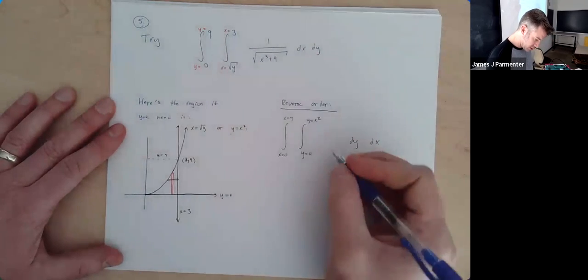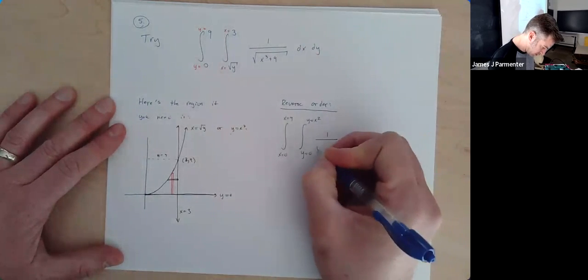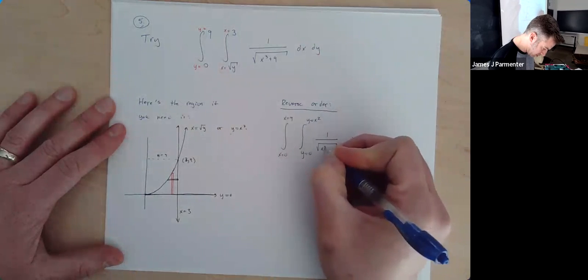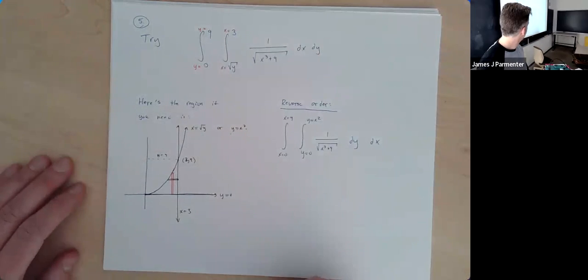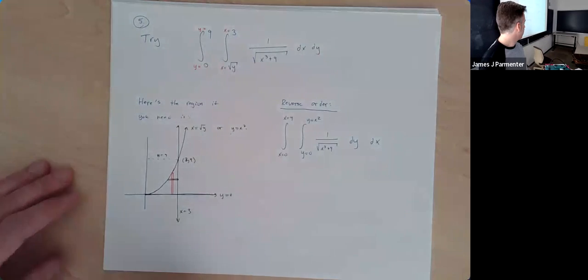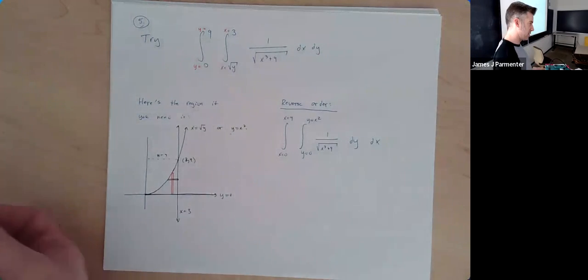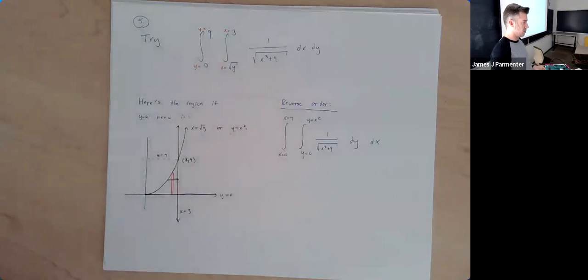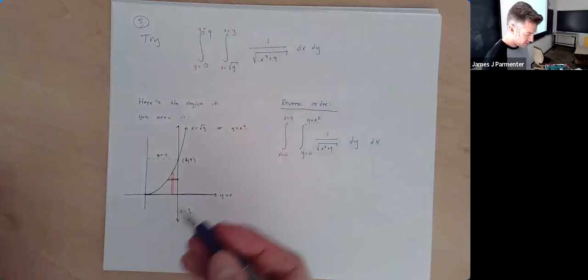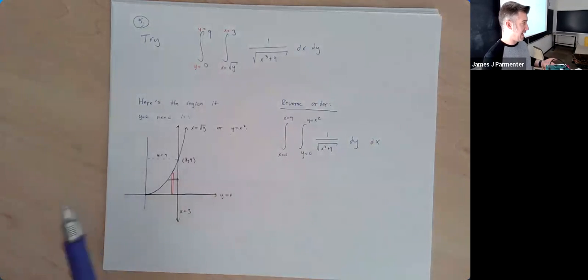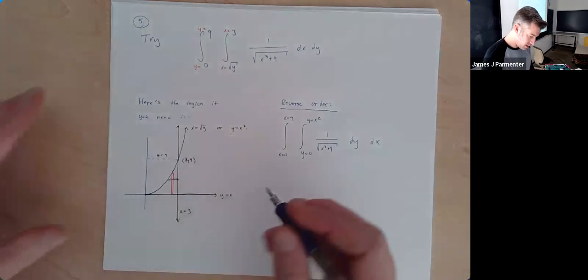And then I've got the same function, 1 over the square root of x cubed plus 9. Typically, again, I'll say if something looks like something you've never been able to integrate before and you're asked to integrate it, it usually means you're supposed to change the order of integration. I'm fairly certain this is another example of a function that literally cannot be integrated. So if something seems really, really terrible, it's probably something where you need to change the order.